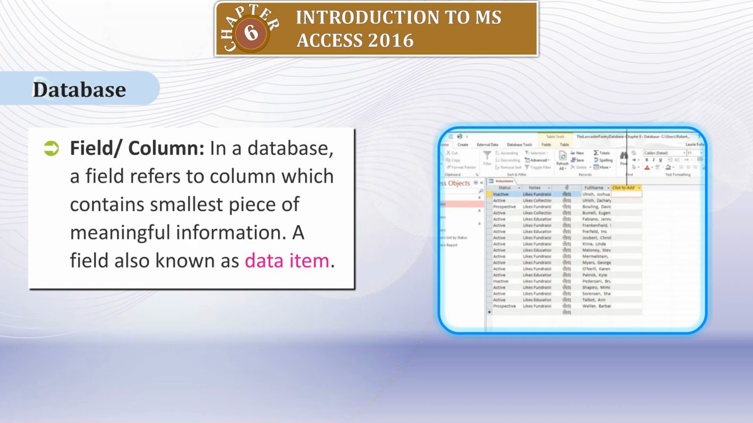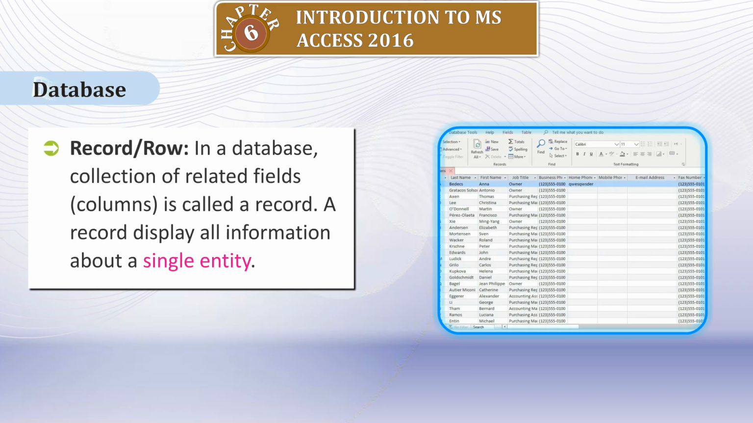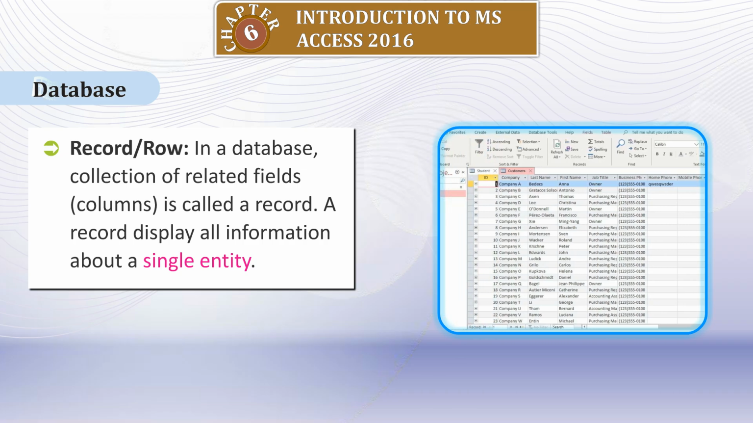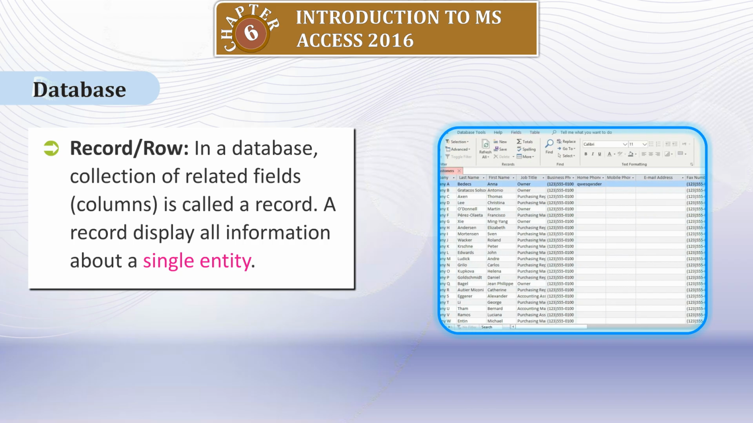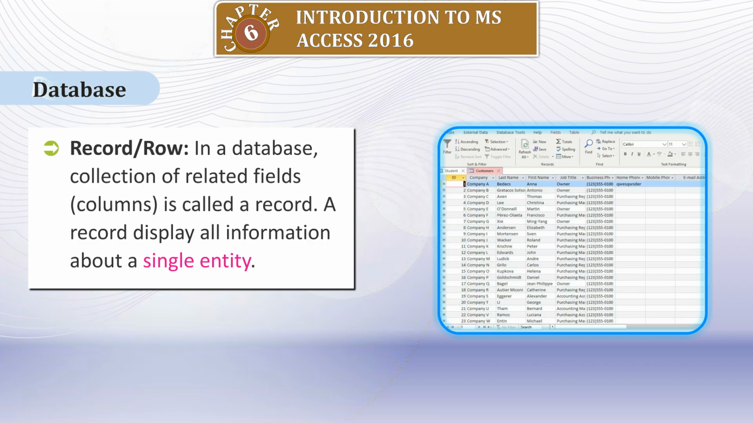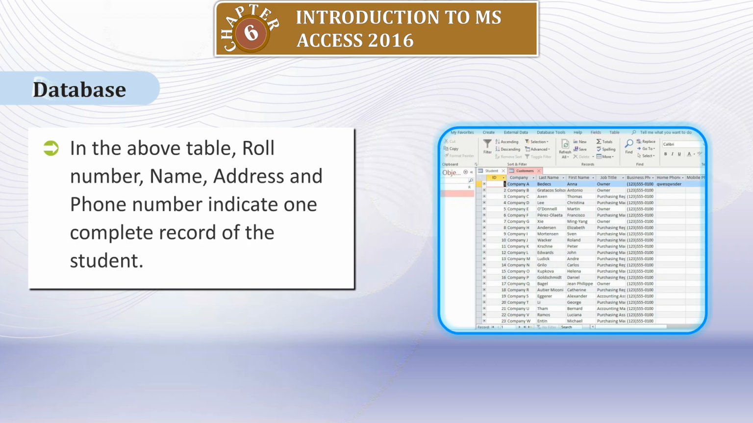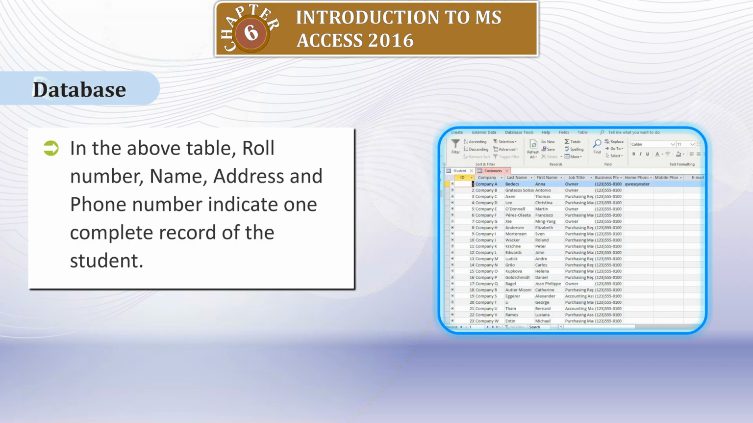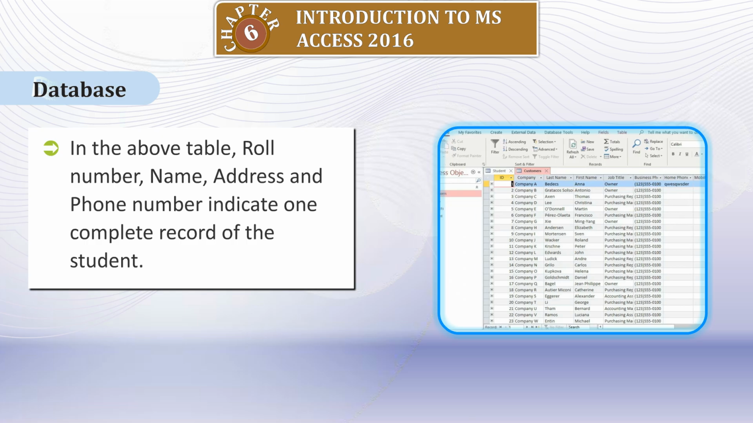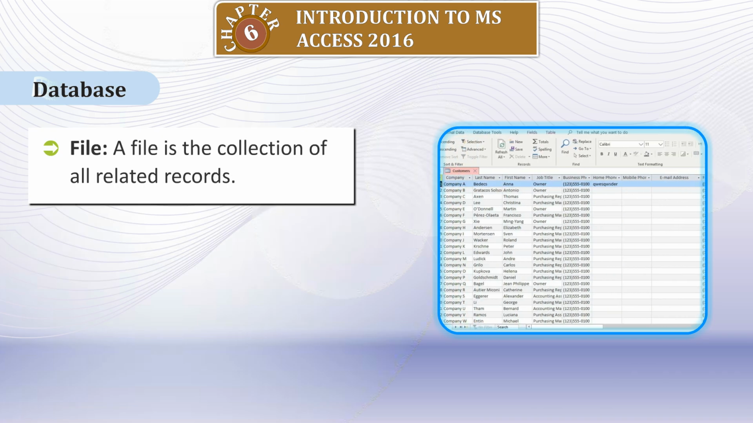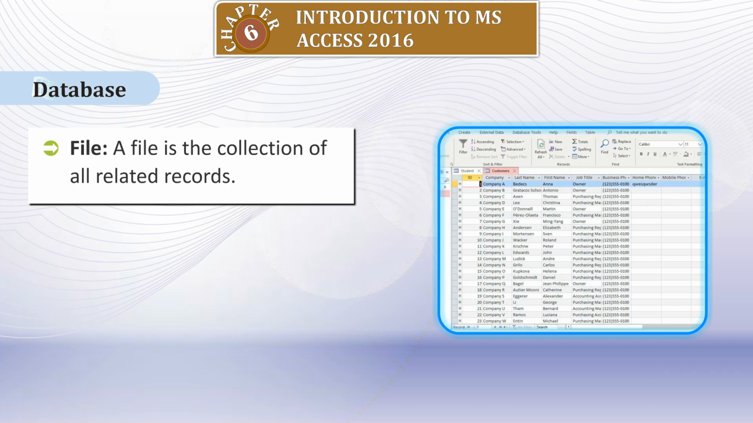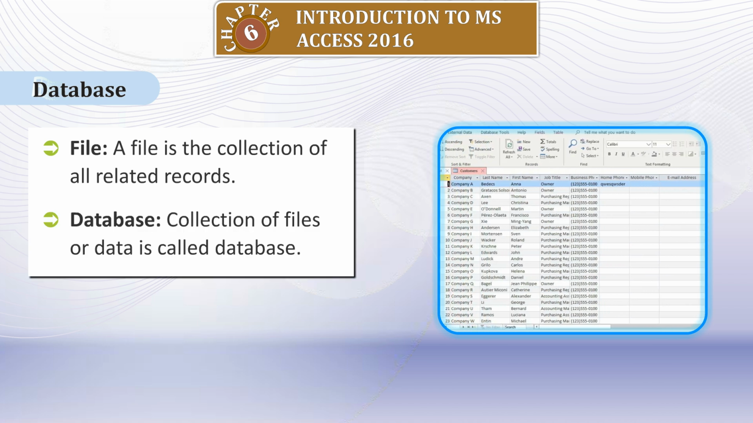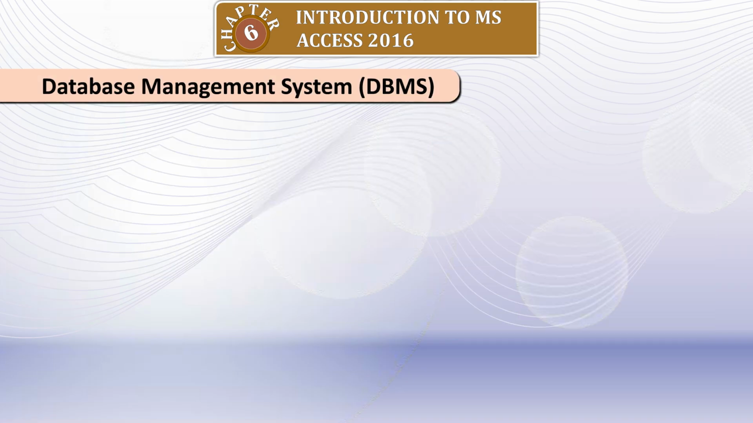A field is also known as a data item. Record or row. In a database, a collection of related fields (columns) is called a record. A record displays all information about a single entity. In the above table, roll number, name, address, and phone number indicate one complete record of the student. File. A file is a collection of all related records. Database. A collection of files or data is called a database.